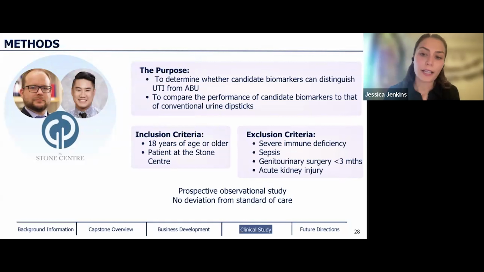The purpose of this pilot clinical study was to determine whether the measurement of any of the 3 candidate urinary biomarkers could distinguish UTI from ABU, and whether these biomarkers could provide a more reliable indication of UTI compared to conventional urine dipsticks. Participant inclusion criteria consisted of those 18 years of age or older. Exclusion criteria consisted of those with severe immune deficiency, sepsis, genitourinary surgery in the last 3 months, and acute kidney injury. As a prospective observational study, there was no randomization or deviation from the participant's standard of care.